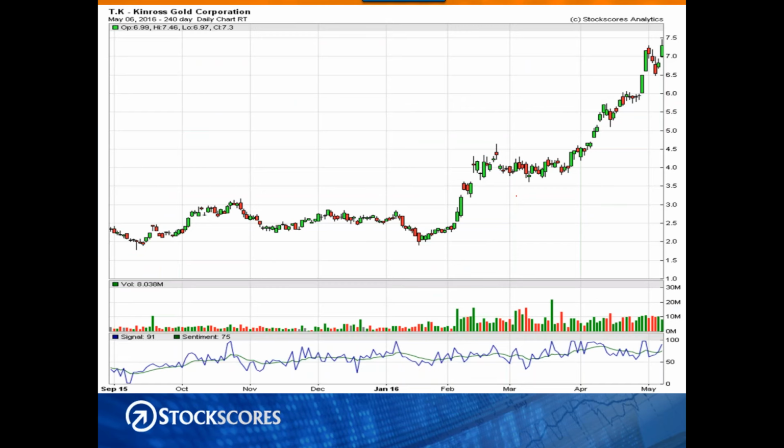This is a chart of Kinross. It's a Canadian gold mining company listed on the Toronto Stock Exchange. You can see the symbol up there. For Stockscores, you always have to put a T dot in front of a Toronto Stock Exchange symbol. And if it's on the TSX Venture, you have to put a V dot. For US symbols, we just enter in the symbol. So Microsoft just gets entered as MSFT. So in this case, we got T.K trading on the Toronto market. Kinross, the symbol is K.